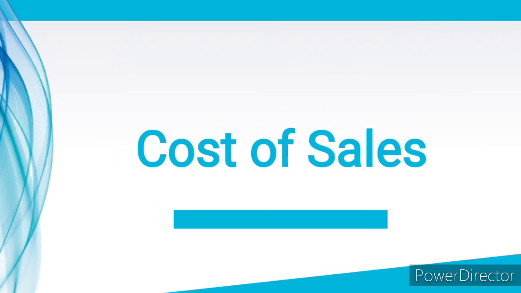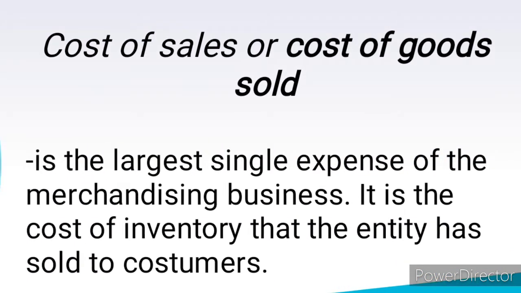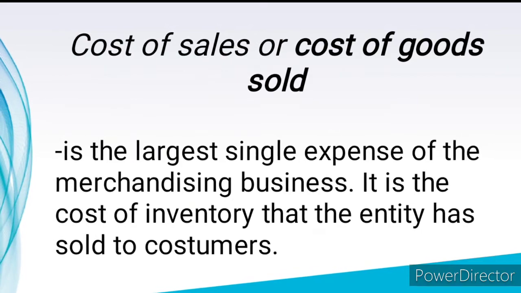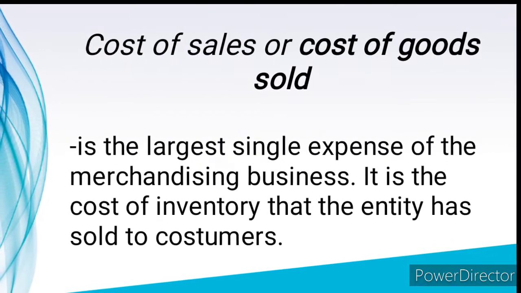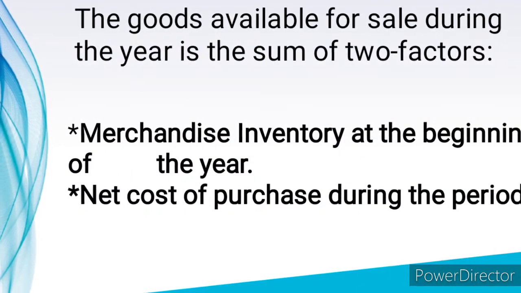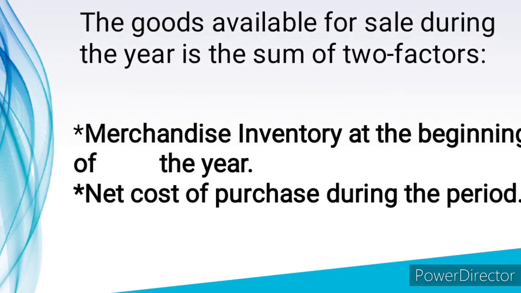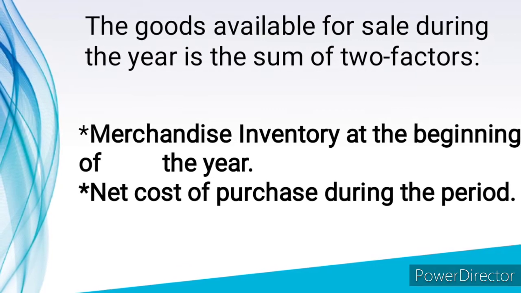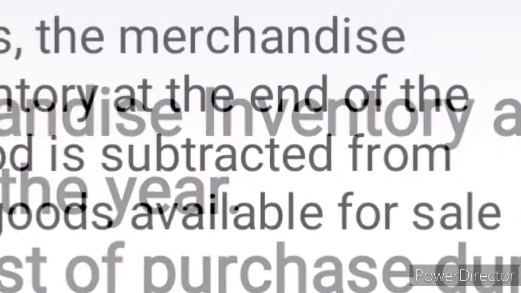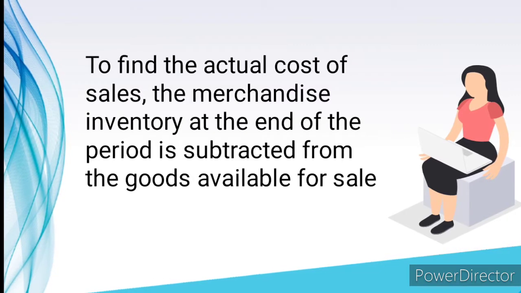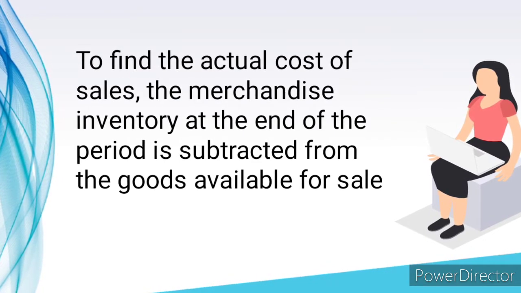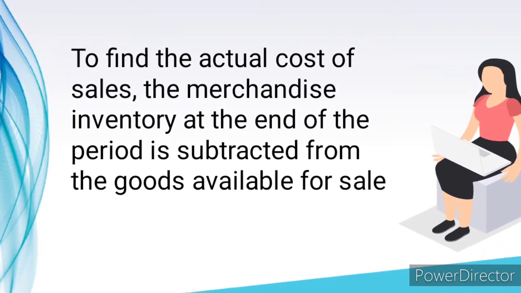Cost of sales, or cost of goods sold, is the largest single expense of the merchandise business. It is the cost of inventory that the entity has sold to customers. Cost of sales is the cost of the merchandise that was sold to customers. The goods available for sale during the year is the sum of two factors: merchandise inventory at the beginning of the year and net cost of purchases during the period. To find the actual cost of sales, the merchandise inventory at the end of the period is subtracted from the goods available for sale.